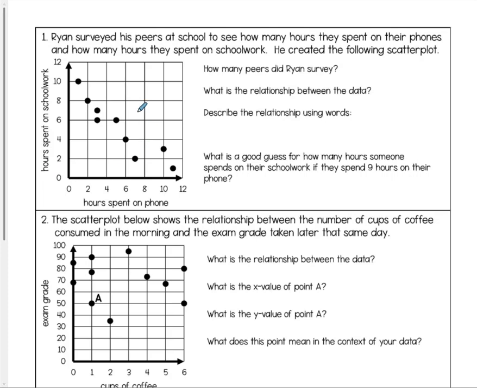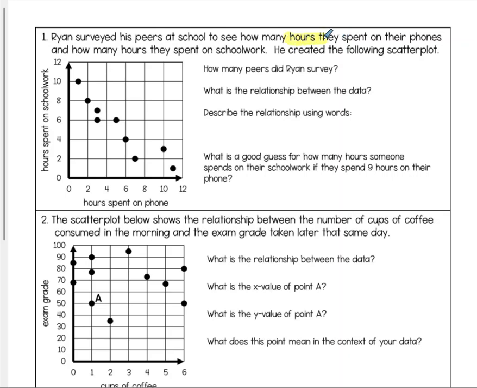So here's some questions. When you see a picture like this, you know you're looking at a scatter plot because you have your X, and you have your Y, and then you have points. Say Ryan surveyed, which means he asked some people questions and they gave him answers, and you turn those answers into these points. He asked his peers at school, his friends, how many hours they spent on their phones and how many hours they spent on schoolwork. So there's two things here, right? Let me go ahead and highlight it.